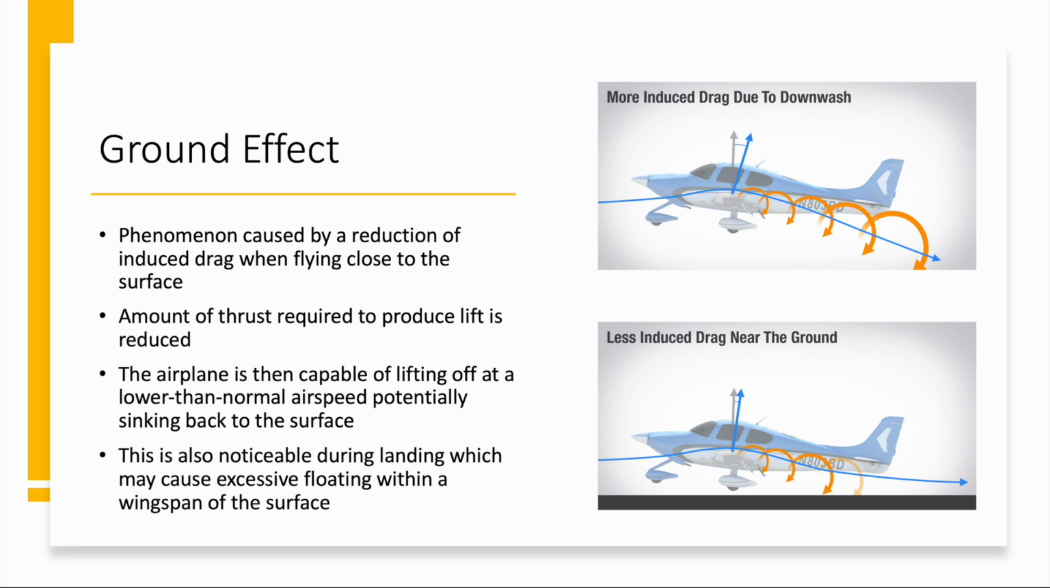So next we'll explain ground effect. Ground effect is a phenomenon that occurs when you're very close to a surface. It doesn't necessarily say ground. The surface could be water, if you're landing on water, or a hard surface. But as you get near the surface, within about a wingspan of the surface, there's a disruption of airflow that occurs, which leads to a reduction in induced drag.